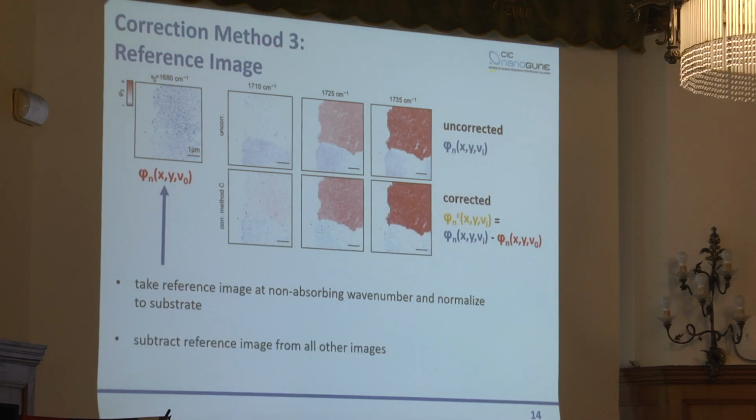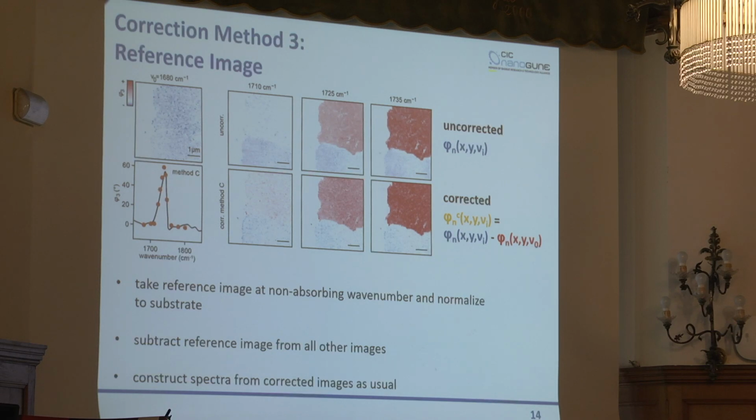And now here, for example, you see that at 1710 inverse centimeter, in the uncorrected image, it seems like the PMMA is non-absorbing here. But if you look closely now in the corrected image, you see that you have a weak absorption already at this wavelength.